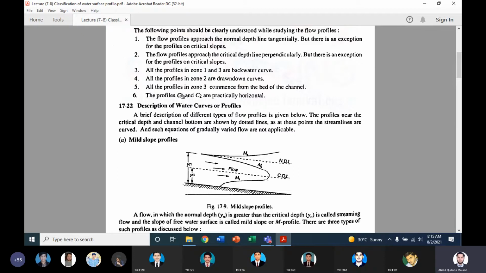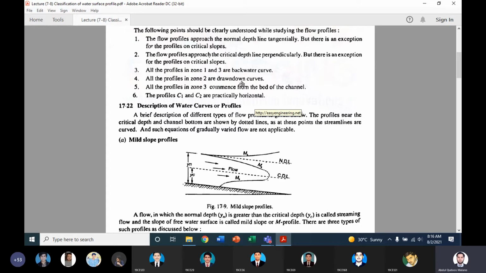And then the profiles of C1 and C2 are practically horizontal. अब ये क्या है ये चीज़ हम आगे डिस्कस करेंगे. You will not understand it at this point. And then the flow profile approaches the critical depth line perpendicularly, and in case of the normal depth line, it approaches tangentially. ये भी हम आगे देखते हैं. But these points are important to be remembered.